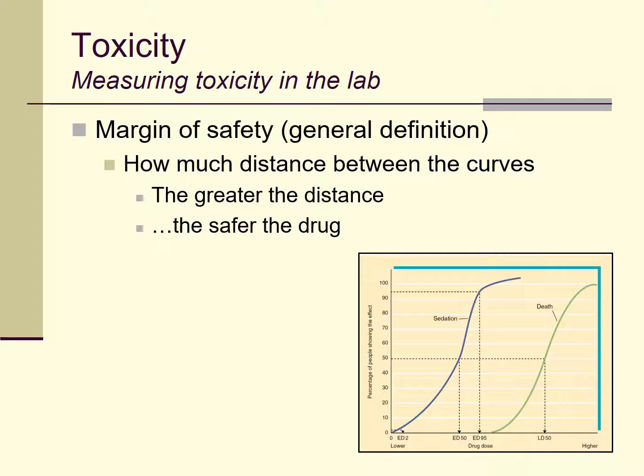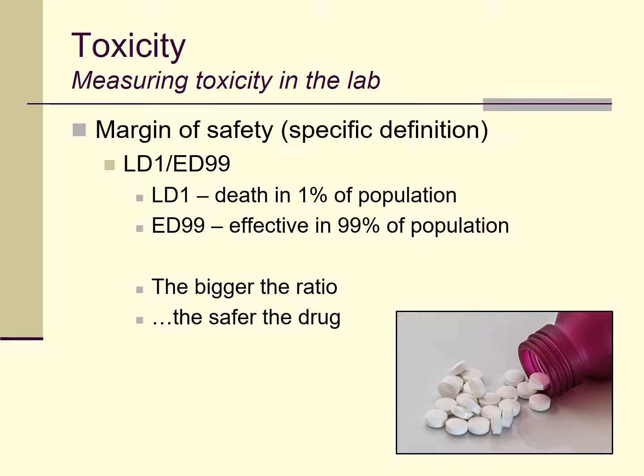And indeed, if you want to move beyond that general definition, there's a more specific definition that hardcore pharmacology people would use, wherein margin of safety would be defined as lethal dose 1 divided by effective dose 99. That is, what's the ratio at which 99% of the population gets the desired effect, and only about 1% of the population dies from the drug. And clearly, the bigger that ratio is, the safer the drug is, the wider that margin is.